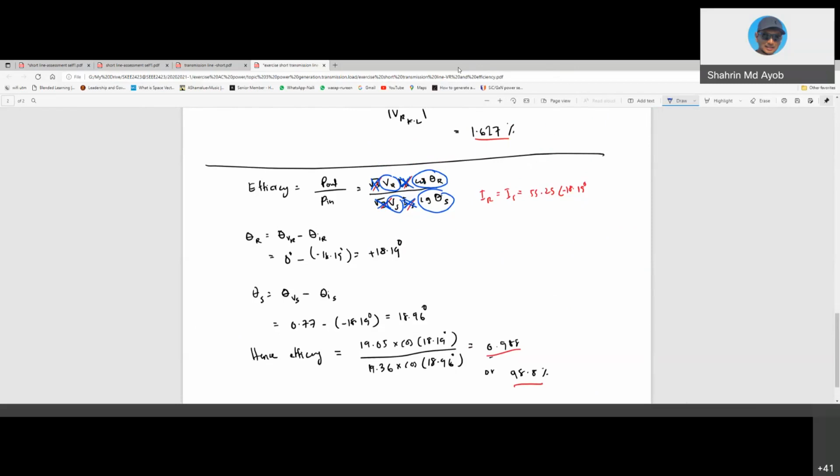The main thing that you need to focus on is to obtain the value of theta R and also theta S. Theta R is the angle difference between the voltage R and the current R, while theta S is the difference between the sending voltage and the sending current. So that's all.